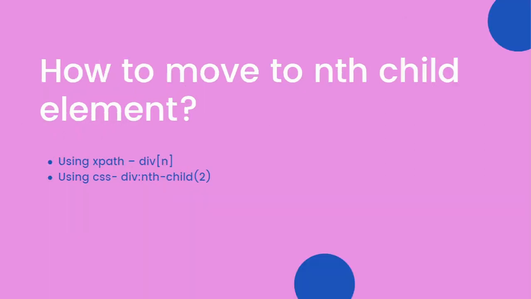Next we have, how to move to nth child element. In the web element, we can have multiple div tags which are matching for us. And what if we want to move to the second matching div tag? Using the Xpath, you can write it as div of 2. And in a similar way, using the CSS selector, you can write it as div colon nth-child of 2. If you want to go to the second match, it is 2 here. And if you want to go to the third match, it will be 3 here. So this is the format to find any of the nth child web element in the HTML DOM.